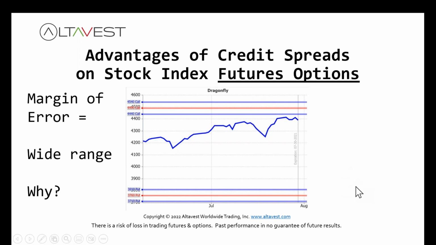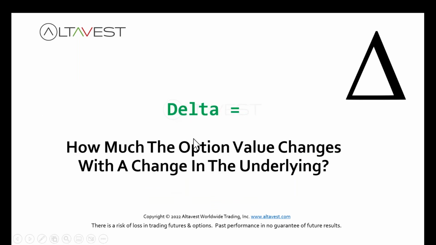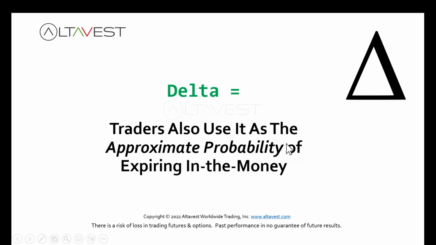And with our strategies, we're going to show you in just a second here, there's a wide margin of error. You can see the market bouncing around between this upper and lower boundary. So we're going to show you that here in a second. But before we do, a real quick review and primer on 2 of the Greeks, if you're not familiar with it, it's simple. Delta. How much does the value of the option change when the underlying asset changes? So that's simply what delta refers to. Traders also see this as the approximate probability of expiring in the money, and that's how we view it.